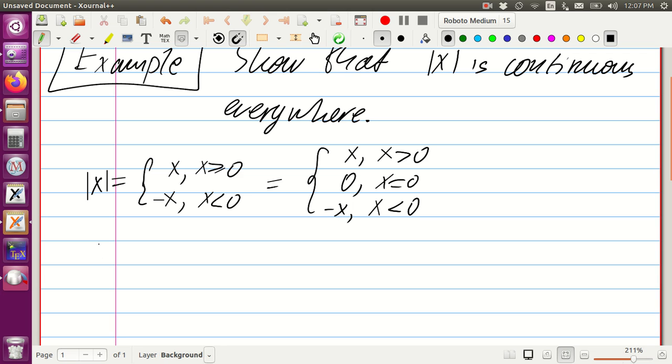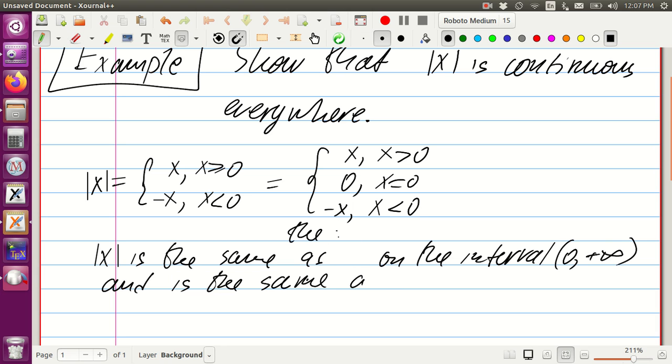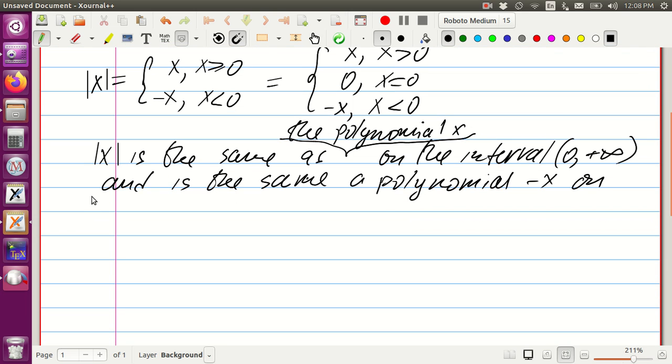So basically, we're saying that absolute value of x is the same as the polynomial x on the interval from 0 to positive infinity, and is the same as the polynomial negative x on the interval from negative infinity until 0.